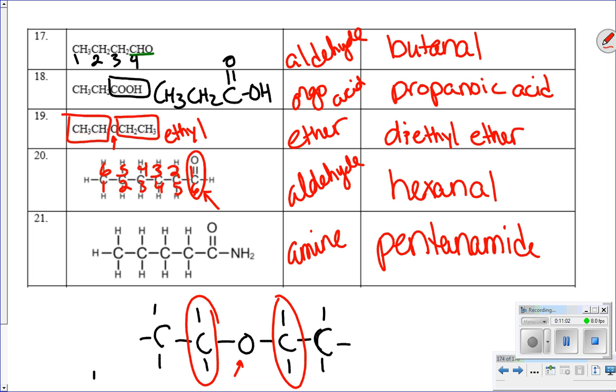And last but not least, I apologize, that is an amide. My amide for my last one has a double bonded O and an NH2 group. You don't need to worry about numbers with these. This will come on the end. I have a total of 5 carbons here, so therefore this is pentanamide.